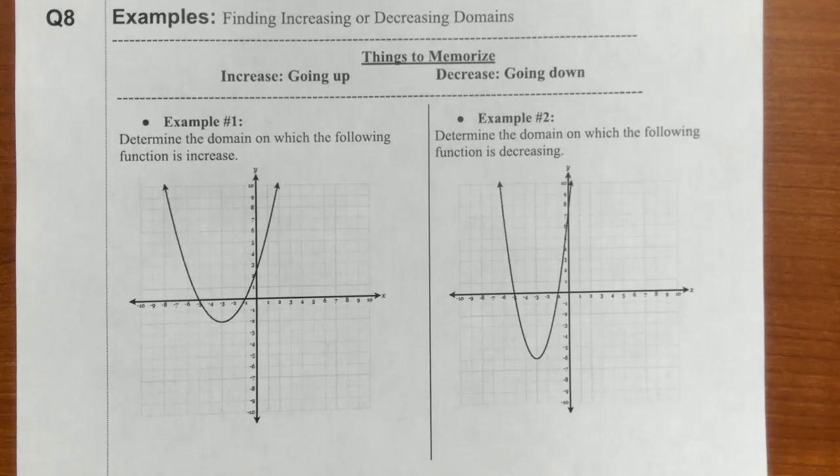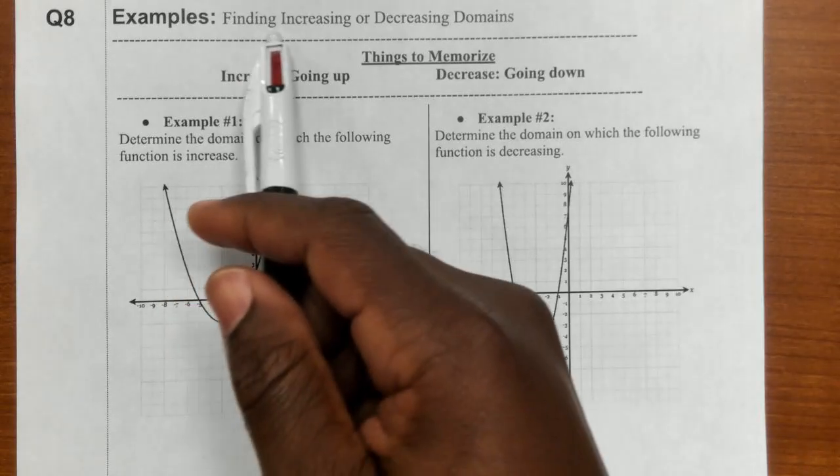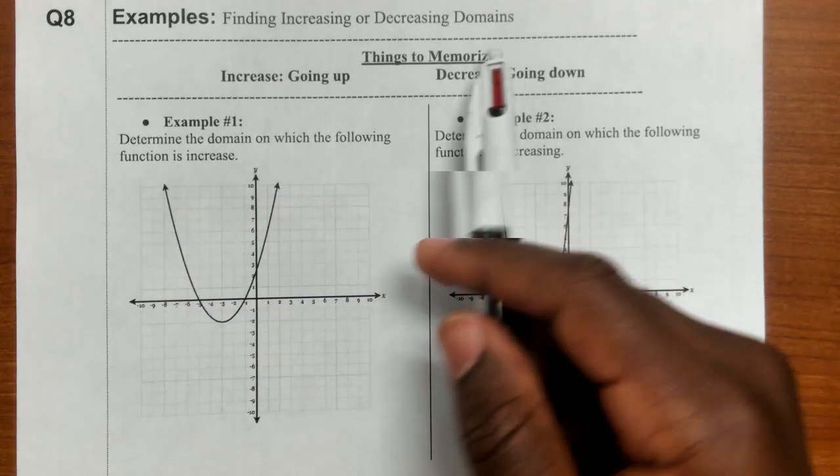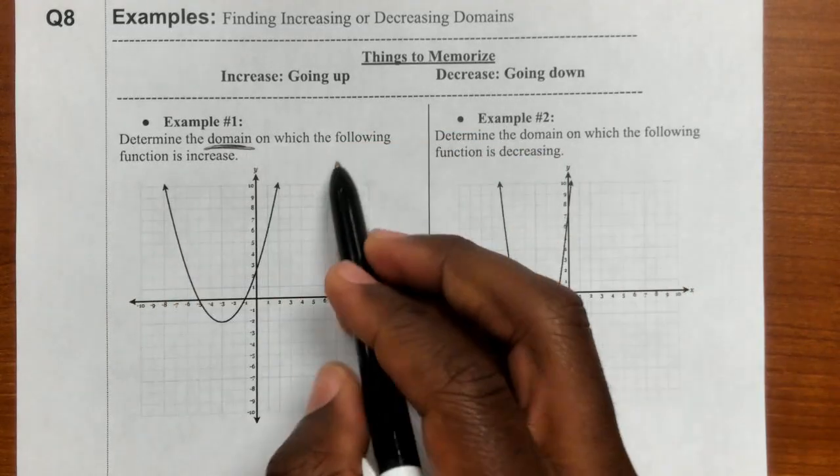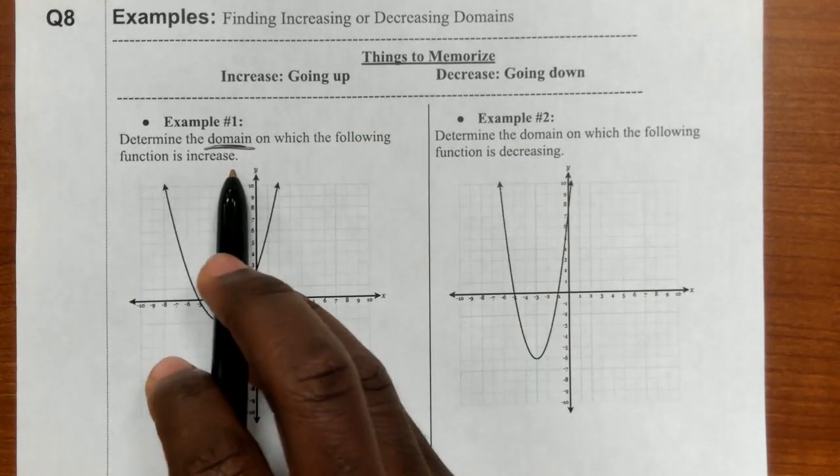Unit 4, linear and absolute value functions, question number 8. So for question number 8, it wants us to find increasing or decreasing domains. It says determine the domain on which the following function is increasing.